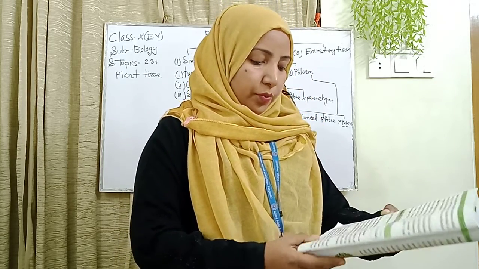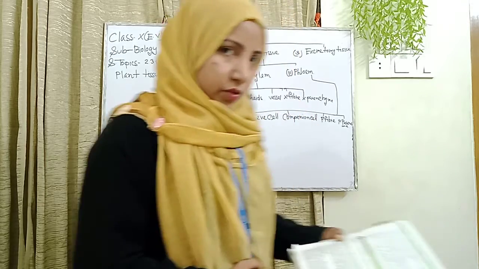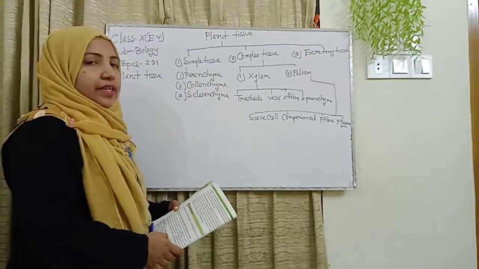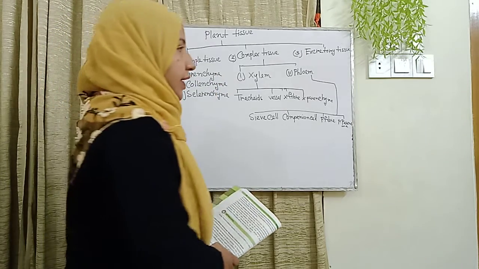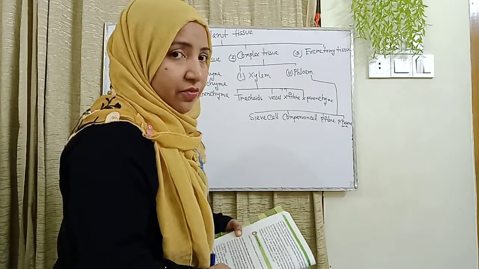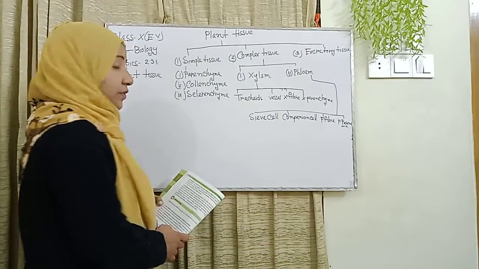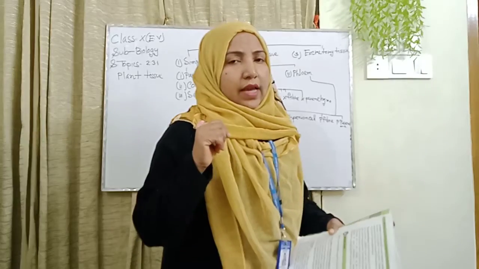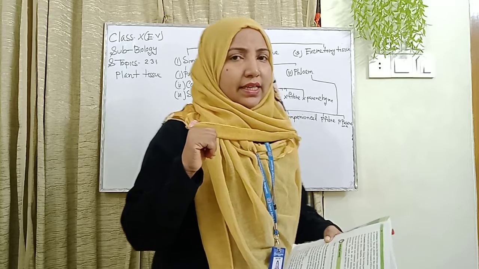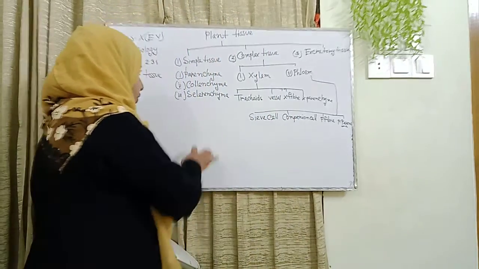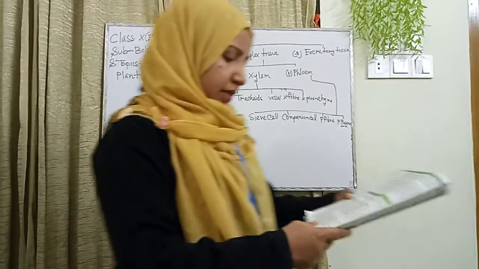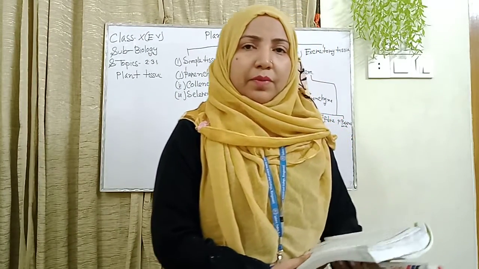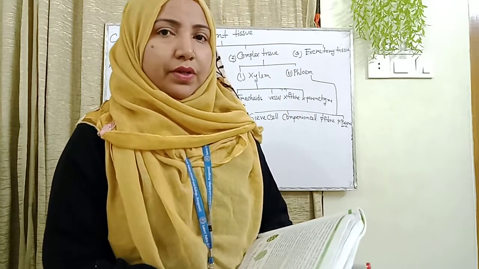Tissue can be grouped into three types. I will write these three types. The first type is simple tissue, the second type is complex tissue and the third is excretory tissue. First is simple tissue. Our syllabus is basically permanent tissue, and first I explain simple tissue. Please everyone see the book, page number 27. What is simple tissue?